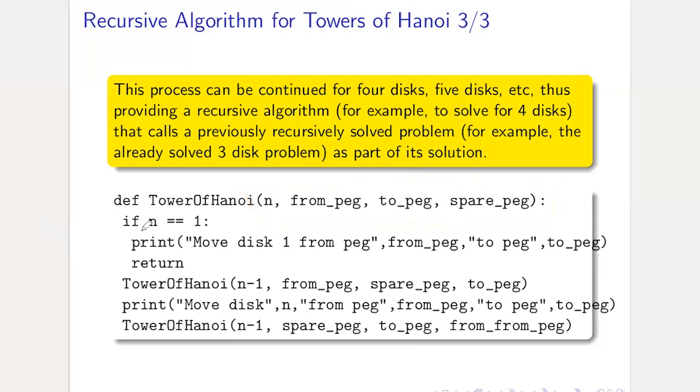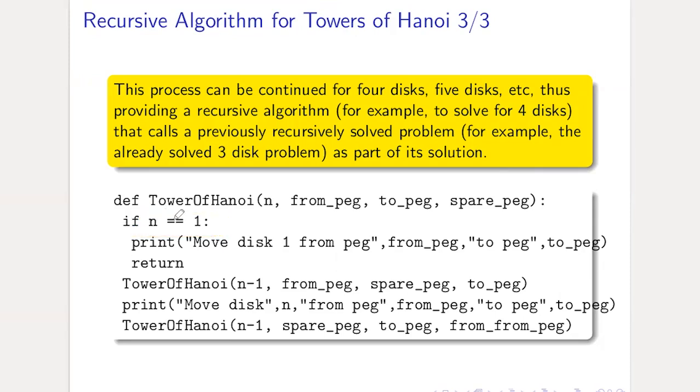If n is only one, this is the base case. Then you move the disk one from whatever the from peg is to the to peg. That's what we print, because we are not having a graphical representation of pegs and disks moving between pegs. So we just print on screen, and we return after meeting the base case.